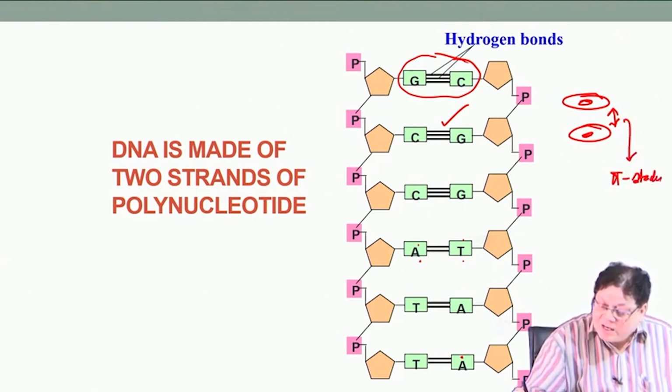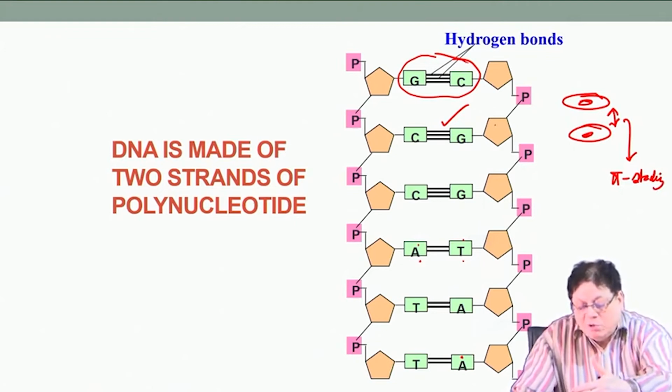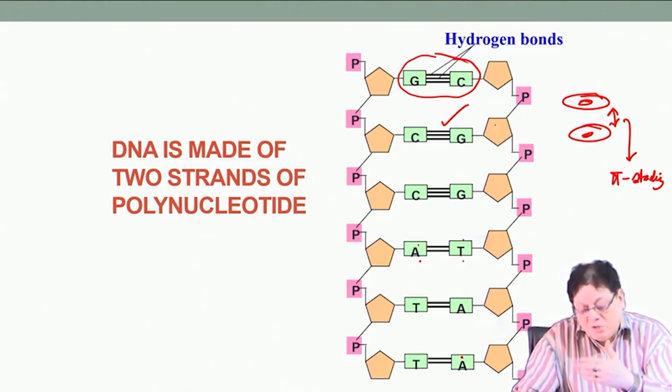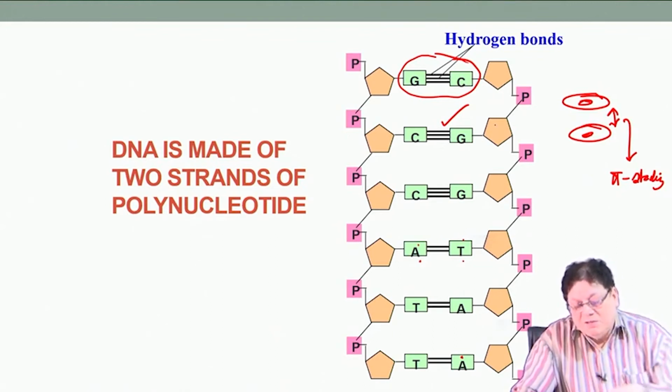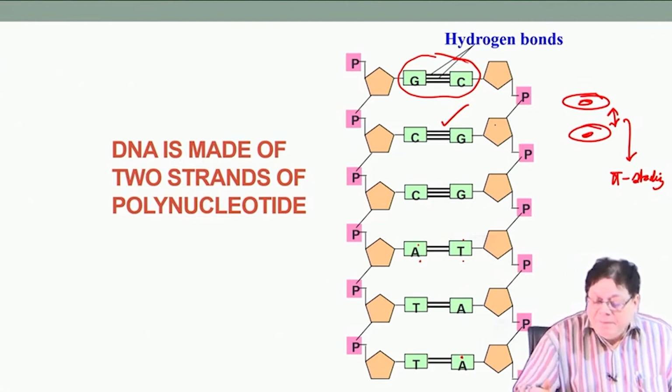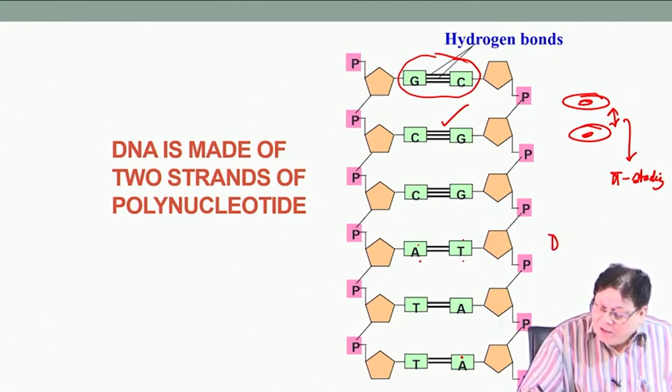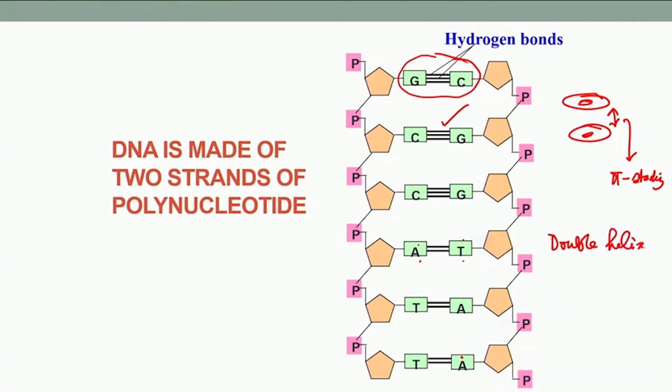So, this pi stacking, because all the bases are in a parallel mode and parallel to each other, then they form what is called pi stacking. So, this pi stacking also stabilizes the DNA. Now, when there are two strands in the DNA, that is called double helix, that we know, but sometimes we call that a duplex DNA.